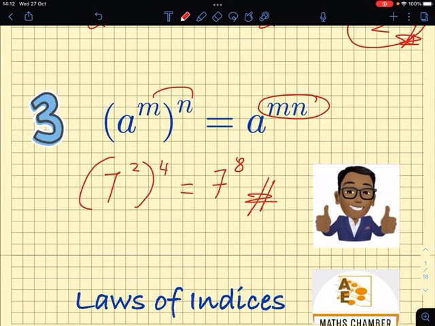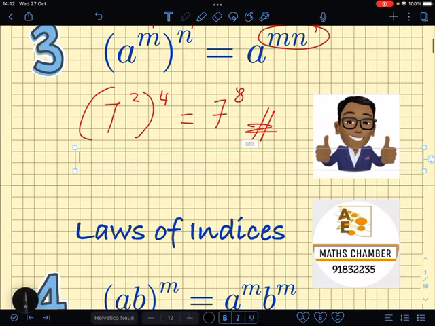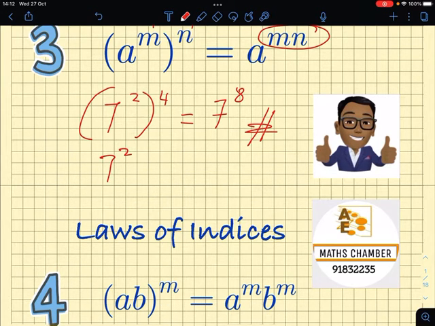I've seen some students give 7 squared, then they put the 4 as 2 to the power of 4. This is absolutely wrong. There's no such thing as 7 to the power of 2, then 2 to the power of 4 for the 2. No, you just multiply 2 times 4. Easy life. Don't make it difficult.